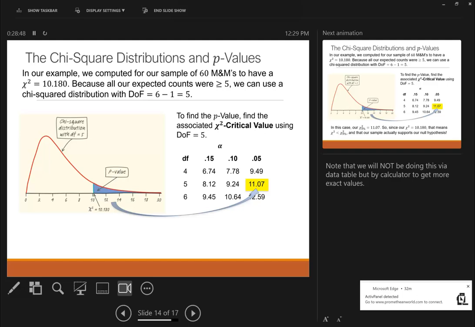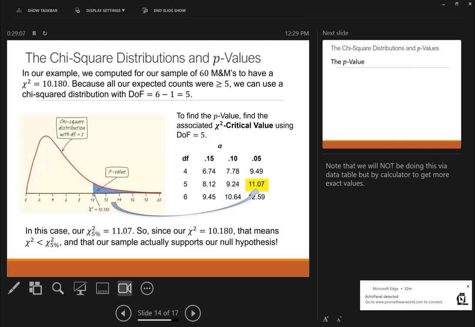So we got 11.7, so we see that the chi-squared calculated is less than the chi-squared critical here. So we would find evidence in support of the null. The two distributions match. Everybody's okay? So again, just the same picture we drew.